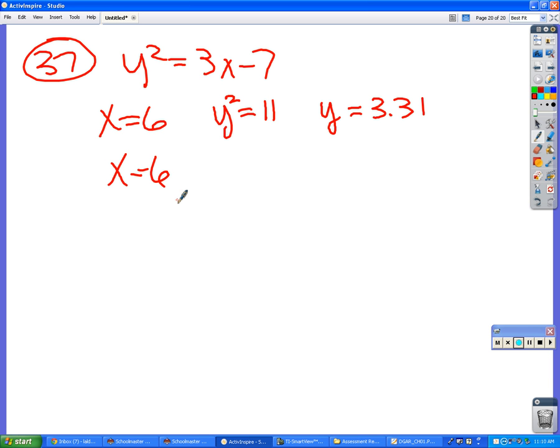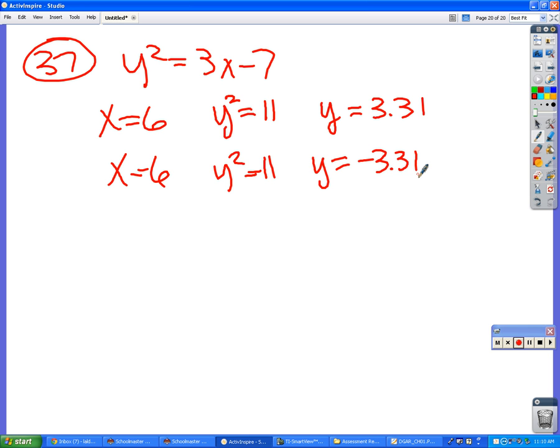I don't understand this. Well, if you plug in the same numbers, you'll all do the same. Well, that's what we're going to find out right here. So if I plug in the same number again, and I get y squared equals 11, is there a different number besides 3.31 that if I multiply it by itself, I get 11 as an answer? Yes. What is it? Negative 3.31.